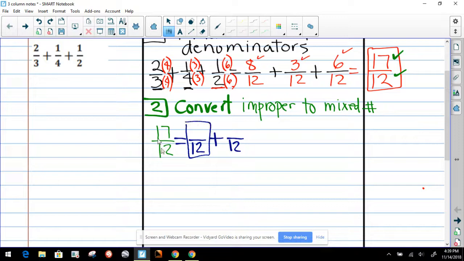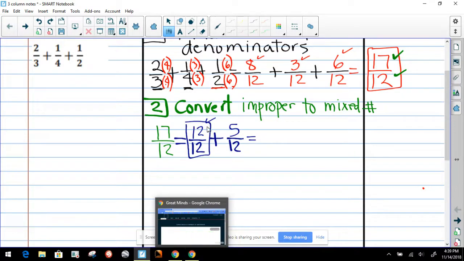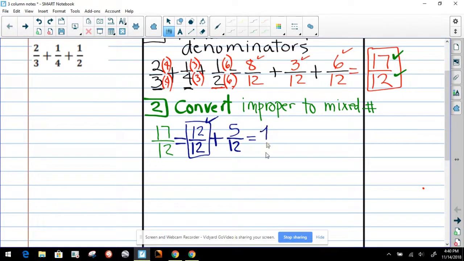And you know that if you take away 12 from 17, the remainder will be 5. And why do I say 12? Because I need to choose 12 from the numerator, so when I divide it by the denominator here, it becomes 1. So that's going to be 12 divided by 12 equals 1, plus 5 twelfths. Now we can rewrite it as 1 and 5 twelfths, my friends. So now we converted the improper fraction into a mixed number.